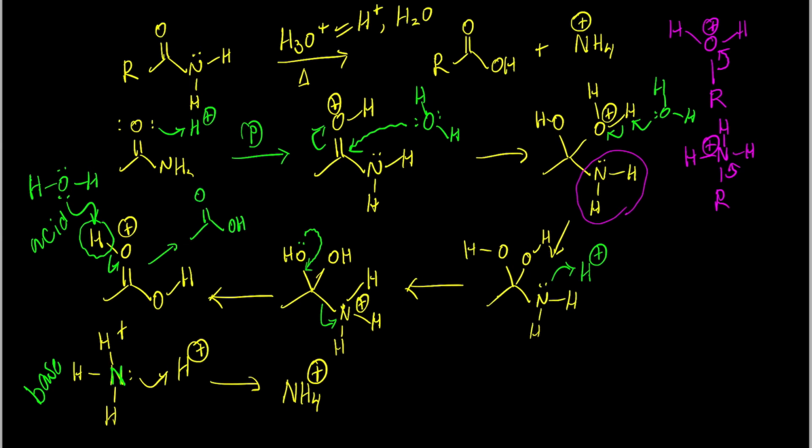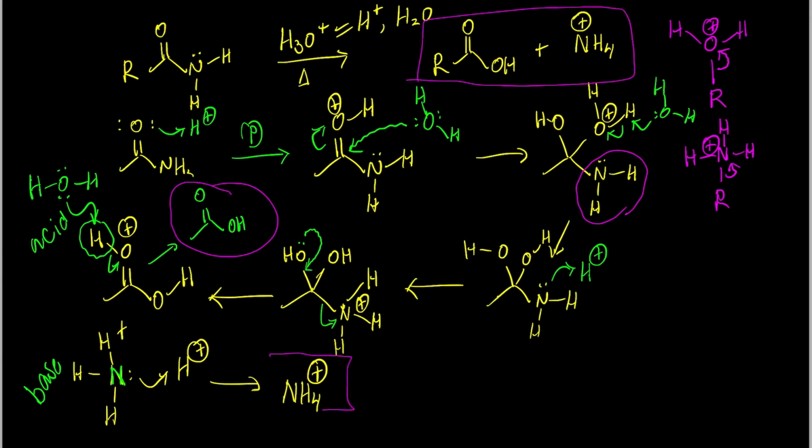So the final products from this reaction are going to be your carboxylic acid and the protonated nitrogen guy. In this case, we just have a primary amide, so that's going to be ammonium. In cases where you have a more interesting structure, say for example, let's put two methyl groups on here.